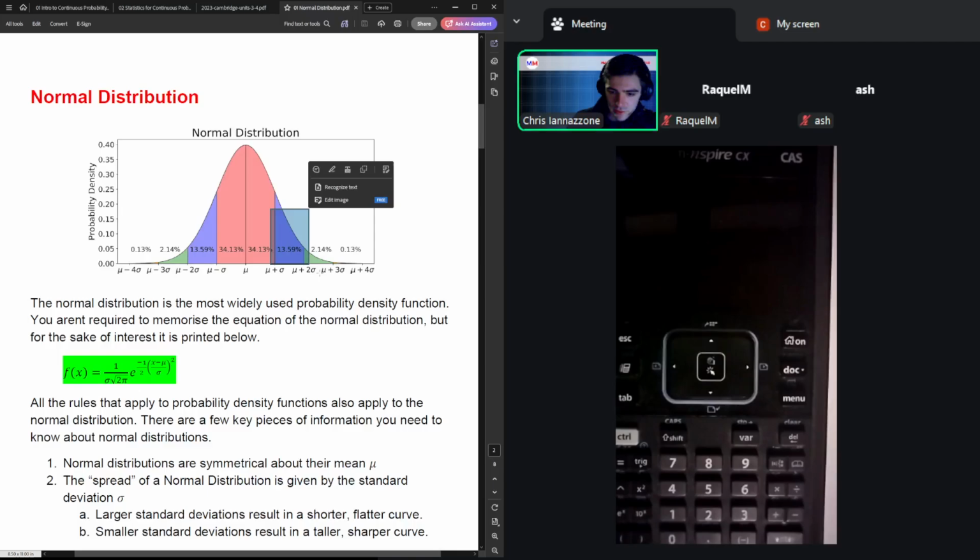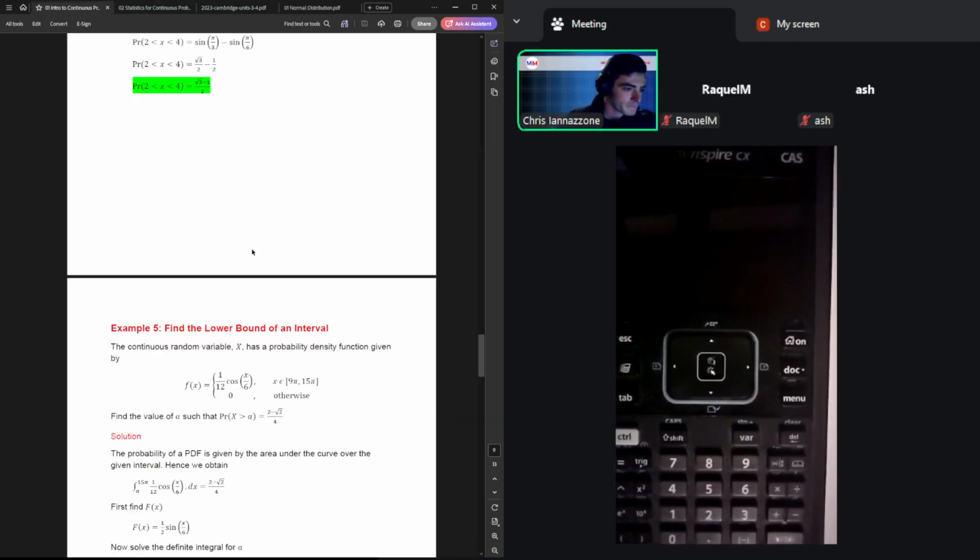Is that a bit clearer as to what's going on with probability density functions? Cool. Good to hear.